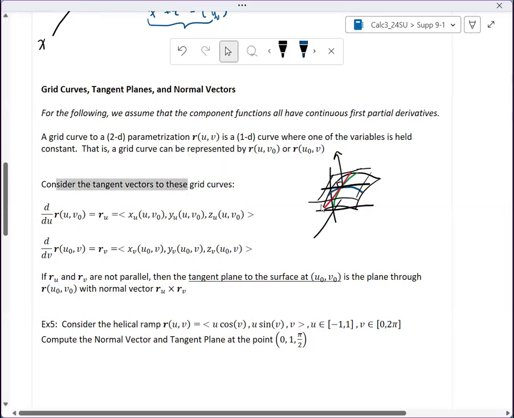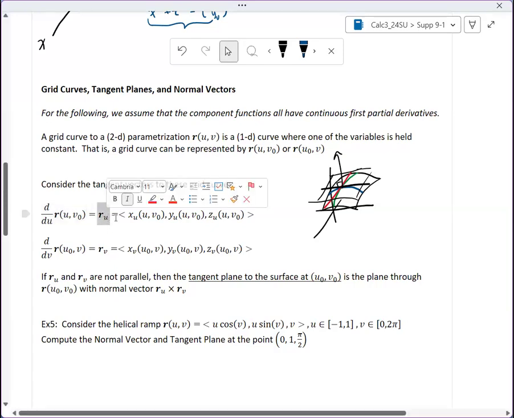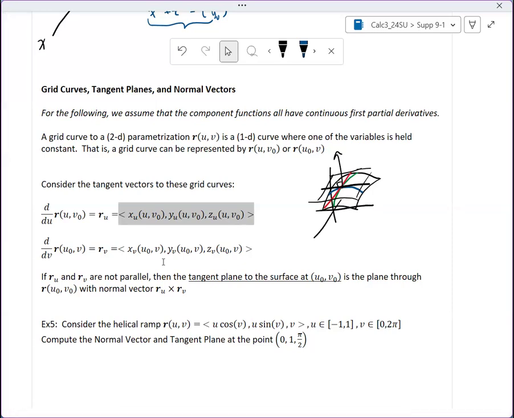So if we want to consider these tangent vectors, these red and black lines over here that are tangent to those grid lines, we could say that the derivative with respect to u of r of u comma v naught, holding v fixed at a certain value, makes r just a function of u, and we're traversing one of these grid curves. And of course, at a certain point, we would have dr du is the partial of x with respect to u evaluated at u comma v naught, and the same for y and z.